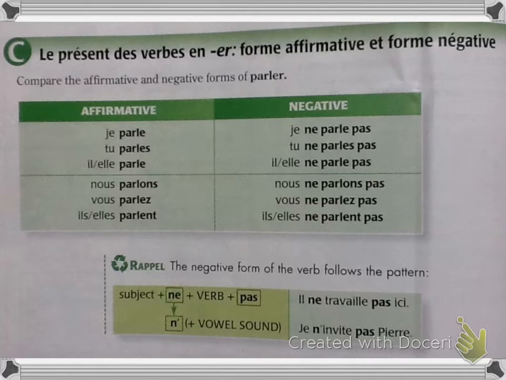Sorry about that. Let's try it again. S'il vous plaît, répétez, je parle. Tu parles. Il parle. Nous parlons. Vous parlez. Il parle. To make these negative, notice our ne and our pas go around our verb parler.